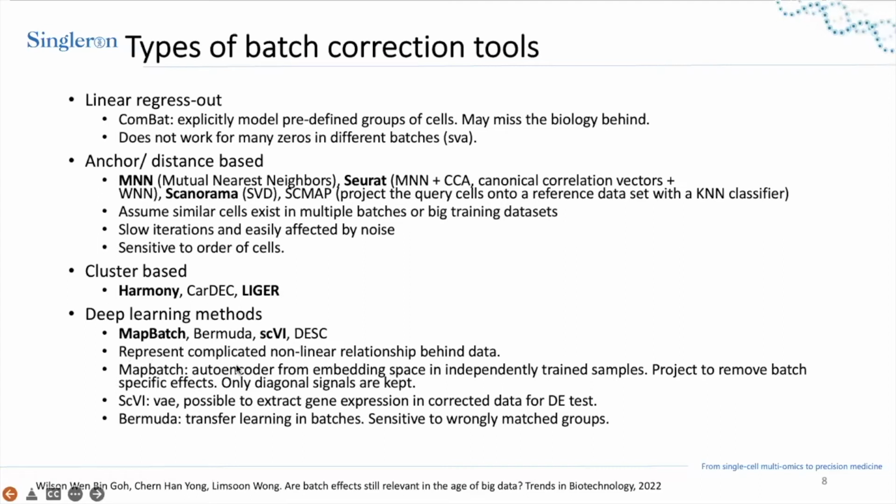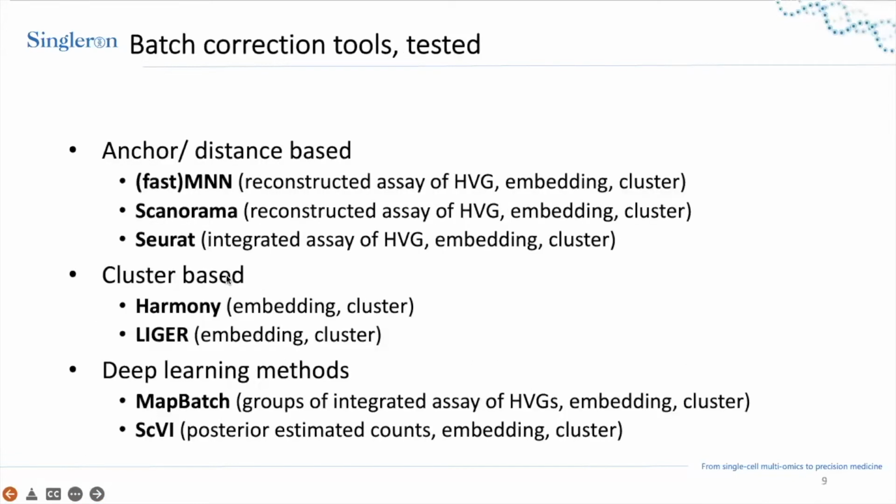And for example, it projects to remove the batch-specific effect, and then only the diagonal signals are kept, so that only the biology within the sample is kept. It avoids the overcorrection of the data, and it has enabled the discovery of rare cells in the data set. This is especially useful when we have, for example, treatment versus control samples. Then let's observe the different tools; here we tested 7 different tools.